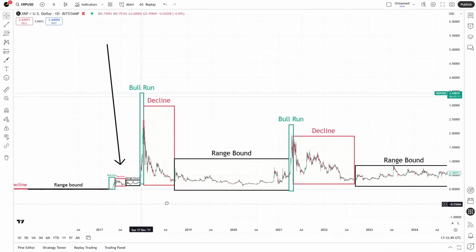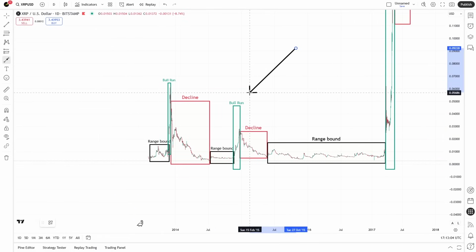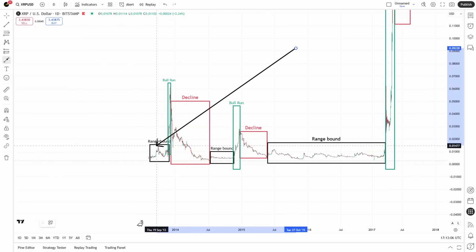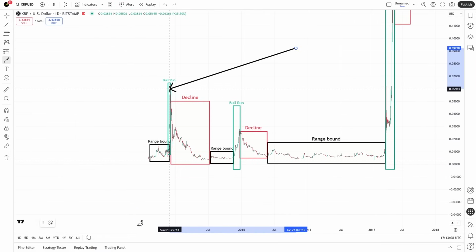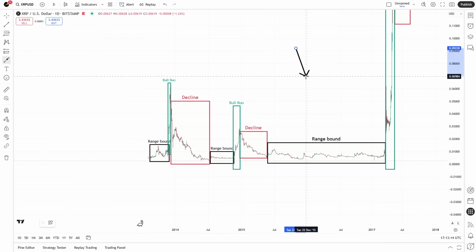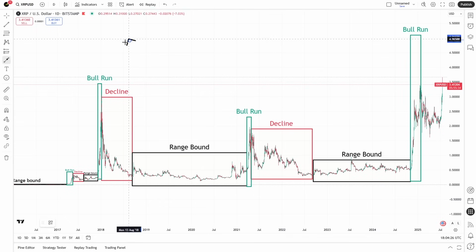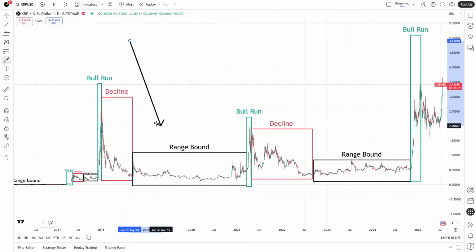We can even go further back in time, all the way to the very beginning of the chart, and we'll see the same thing. Range-bound times, bull runs, declines. This repetitive structure repeats over and over again. Just understanding that XRP has these seasons, bull runs, declines, and range-bound times, actually goes a long way in clearing up a lot of the confusion that plagues the XRP community, knowing where we are, what we're doing.